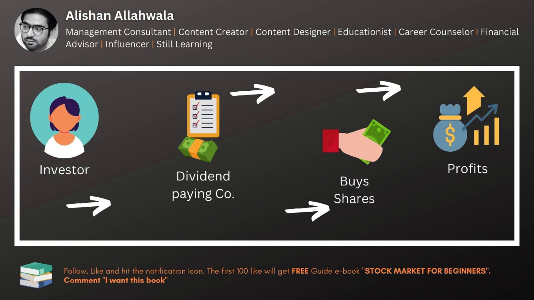They do their research and identify several companies that have a history of paying dividends and have strong financials. The investor decides to buy shares of these companies, with the expectation that they will receive regular dividend payments. In this scenario, the investor is not necessarily looking for capital appreciation or an increase in the stock price, but rather a steady stream of income from the dividends.